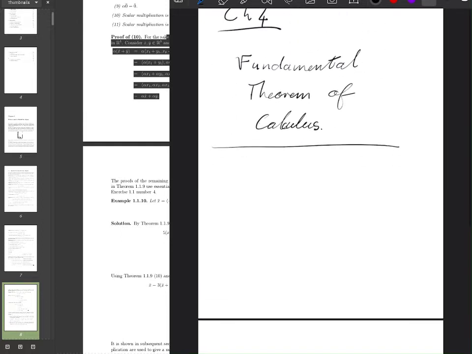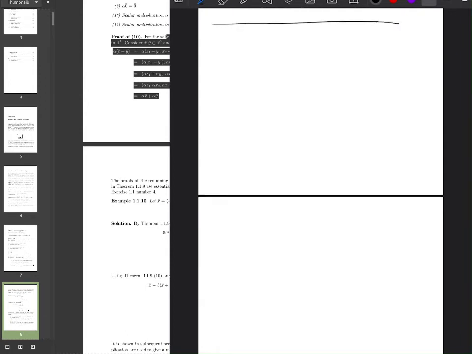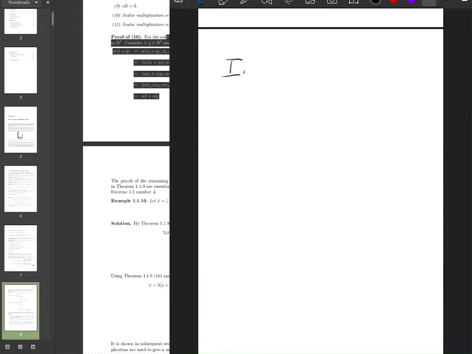So for the moment, what we will be looking at is consequences of the fundamental theorem of calculus and how these consequences are of use in computing integrals, in developing techniques in how to compute integrals. So the first technique that we will learn is what is called integration by parts.